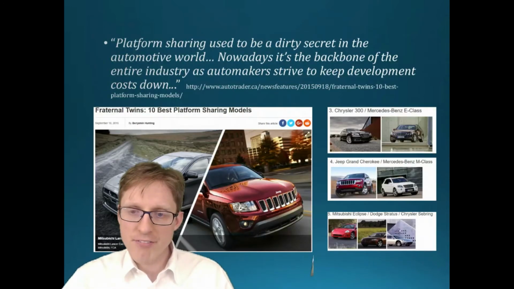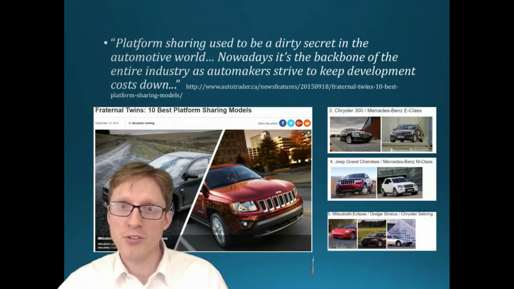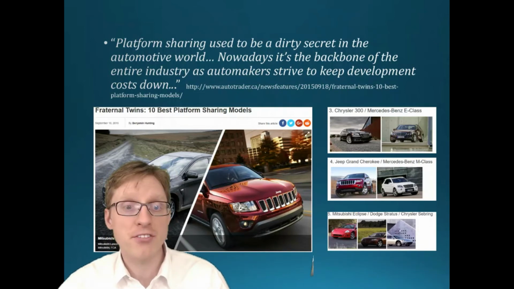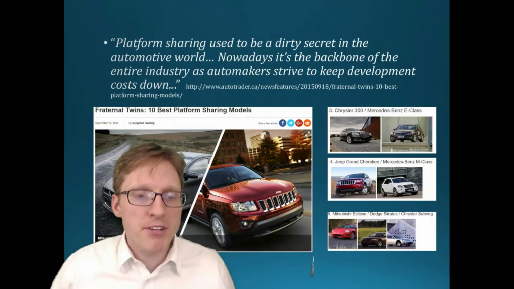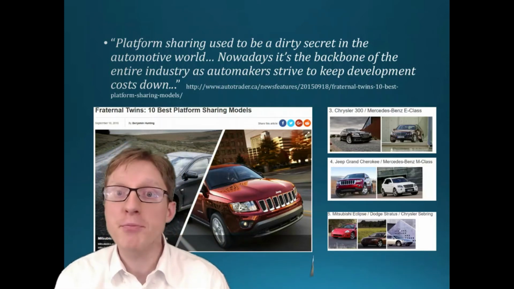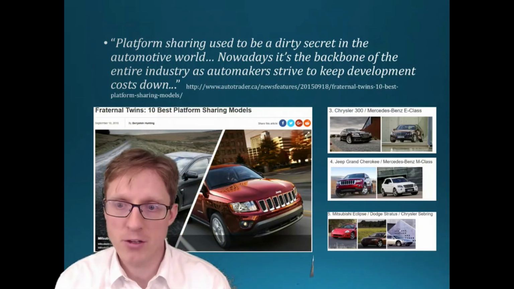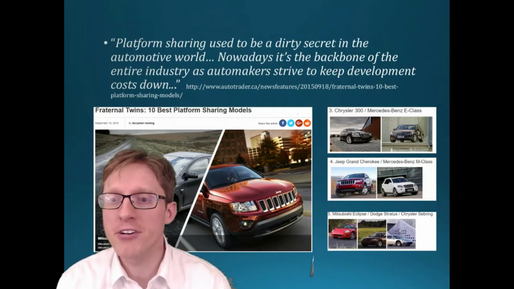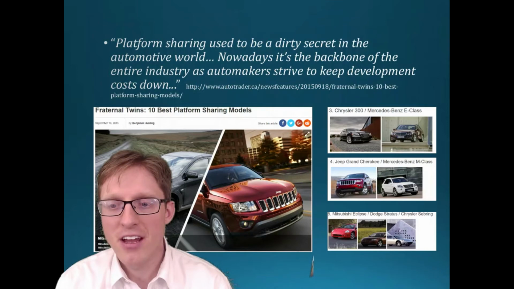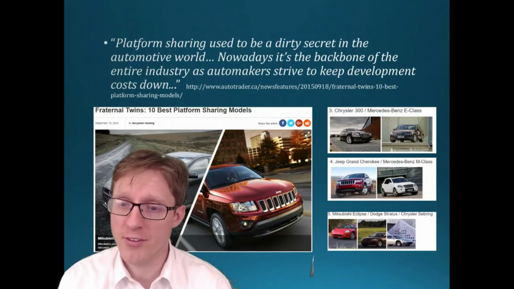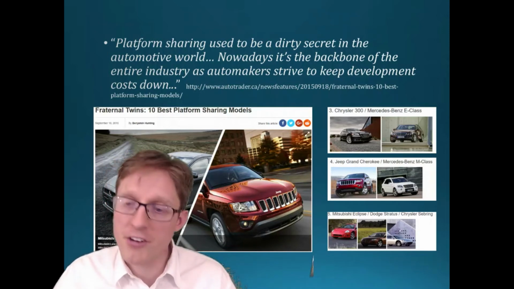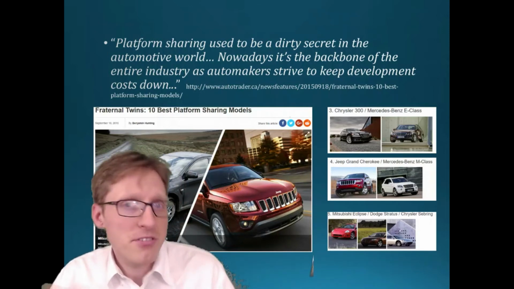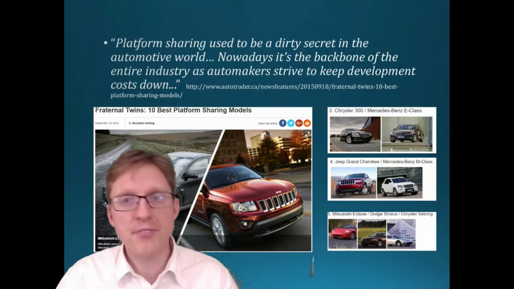And in fact, the vehicles can be quite different from each other. You can see here some examples of vehicles which share the same platform. You can see the Mitsubishi Lancer and the Jeep Compass. Those are two rather different vehicles, but they share the same platform. Another example is the Chrysler 300 and Mercedes-Benz E-Class, the Jeep Cherokee and Mercedes-Benz M-Class. Sometimes these are shared across firms. They have some way of contracting this out. As you can see, there are quite a few examples of this.